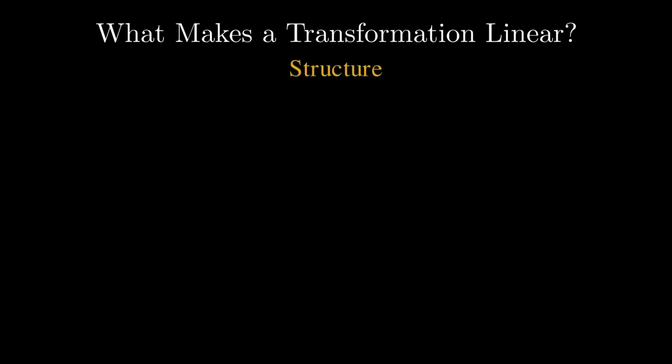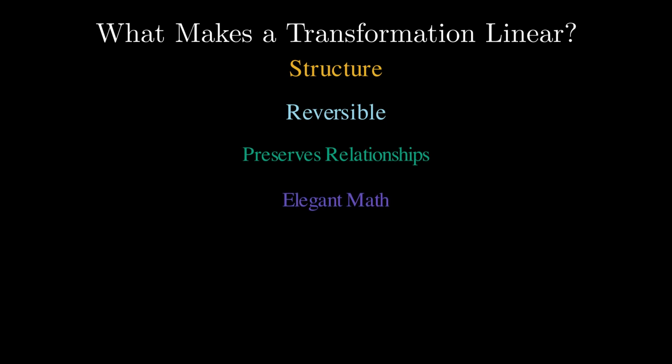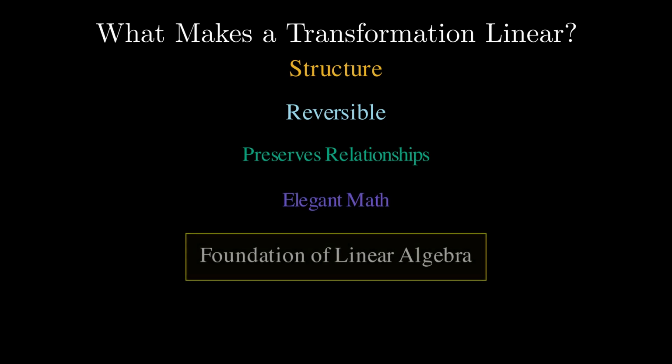So, why do these rules matter? Because they give linear transformations a kind of structure, one that we can understand, work with, and even reverse. They preserve relationships, they keep the math elegant, and most importantly, they form the foundation for almost everything else we'll study in linear algebra. If you can recognize a transformation as linear, you can analyze it, model it, and build on top of it.